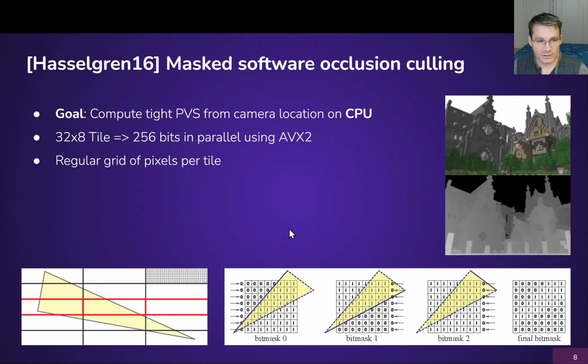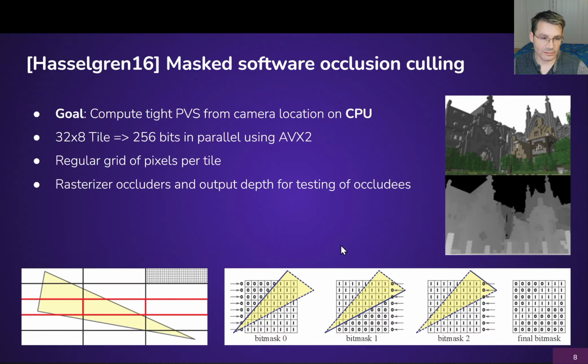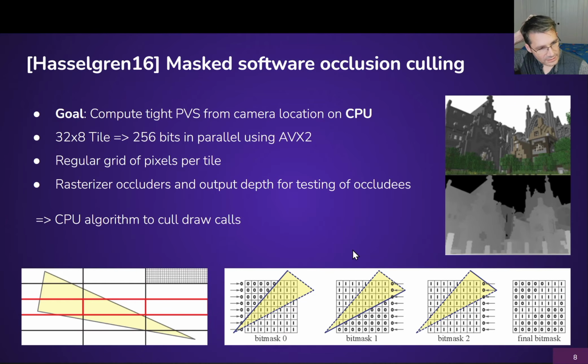In this case, it's all done with math. So it's a regular grid, and math is more suitable for a regular grid. The technique is rasterizing the occluders, and testing occludees against those occluders. So this is a triangle rasterization on the CPU side. And it's a good idea to do that under certain conditions.